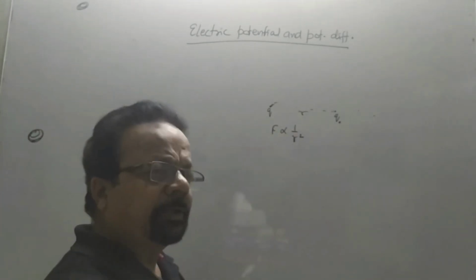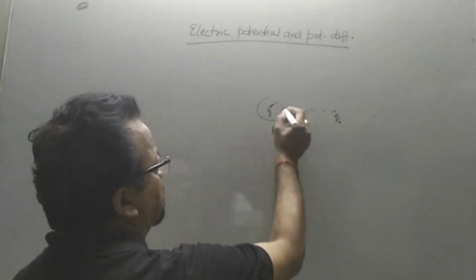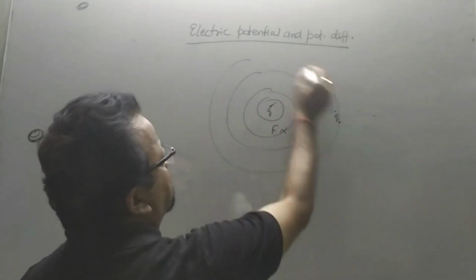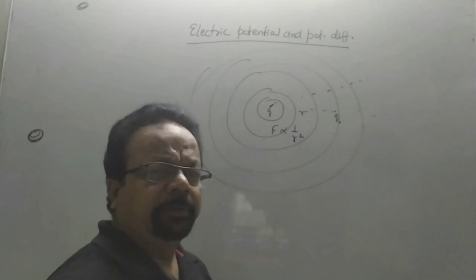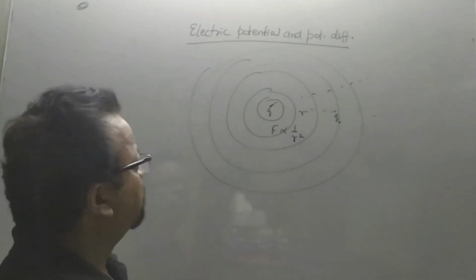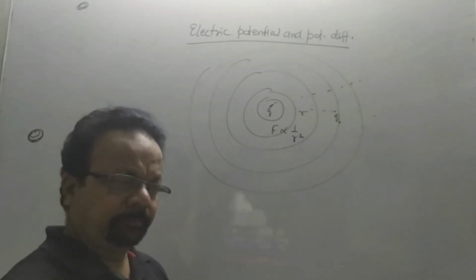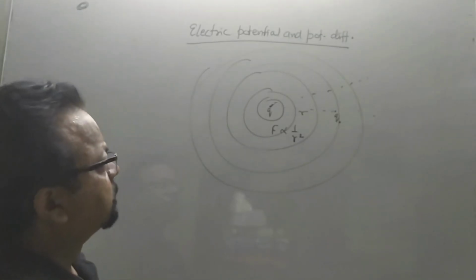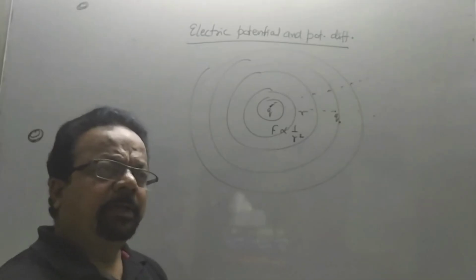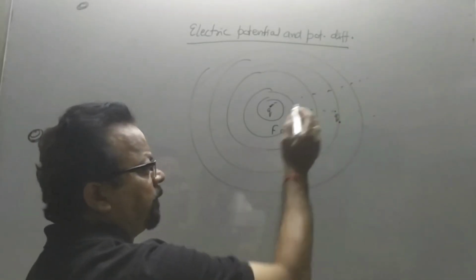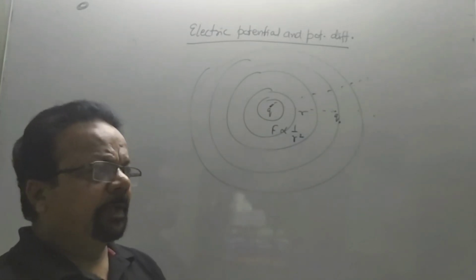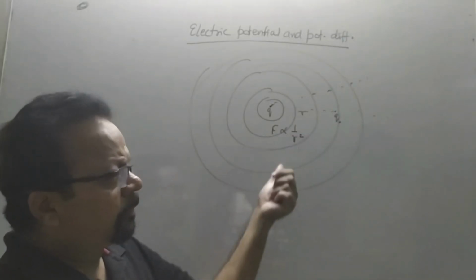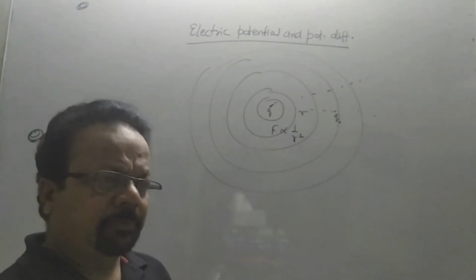Therefore, there is a field, a region, a space around a charge till where another charge experiences electrostatic force. This region or space is known as electric field. If a charge is placed in this field, it will experience electrostatic force. If this charge is allowed to move against the electric field, work has to be done.